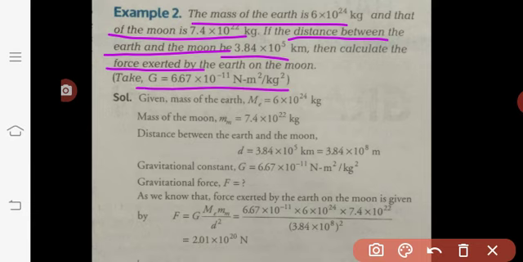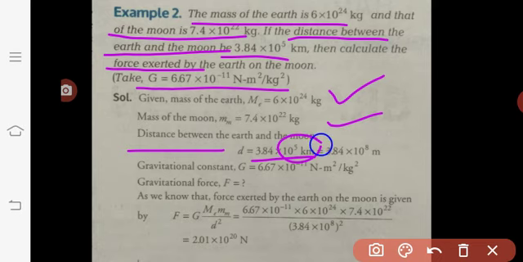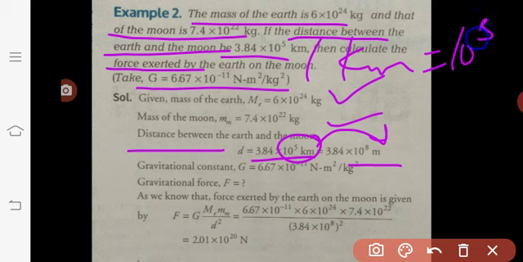G value is given. Mass of earth is 6 multiplied 10 raised to power 24 kg. Mass of moon is 7.4 multiplied 10 raised to power 22 kg. And the distance between earth and moon is 3.84 multiplied 10 raised to power 5 kilometer. Then it is converted into meter. So 1 kilometer is equal to 1000 meter, means 10 raised to power 3 meter. G value is 6.67 multiplied 10 raised to power minus 11 Newton meter square per kg square. How will we calculate the force? Force is equal to G M E M m divided by d square. Mass of earth, mass of moon.